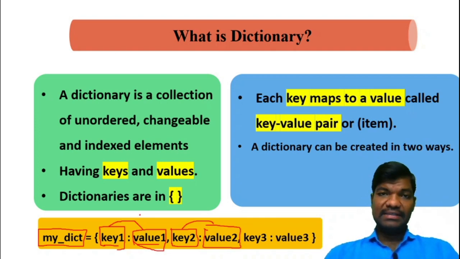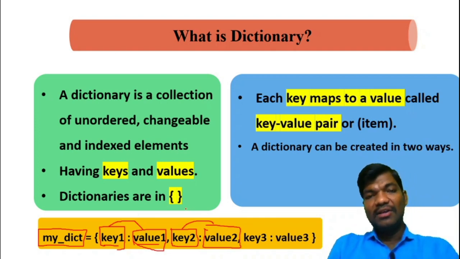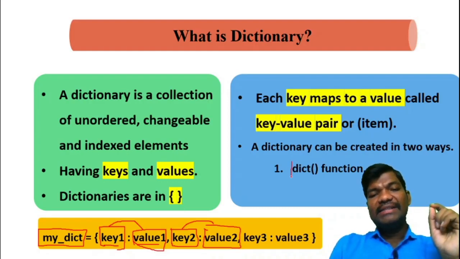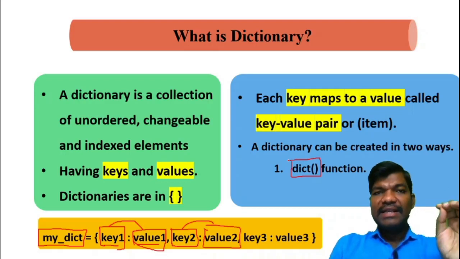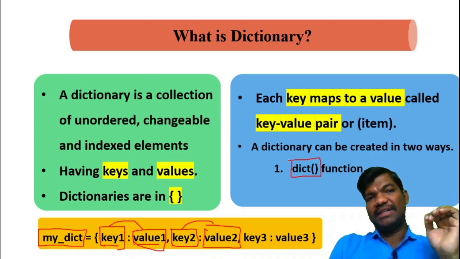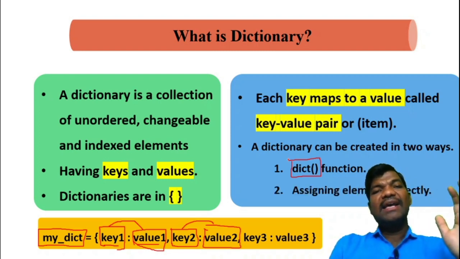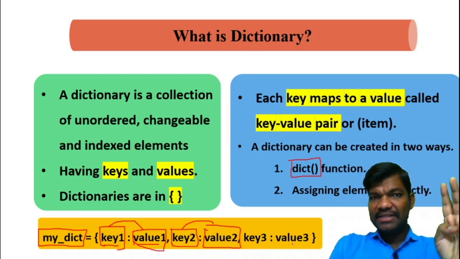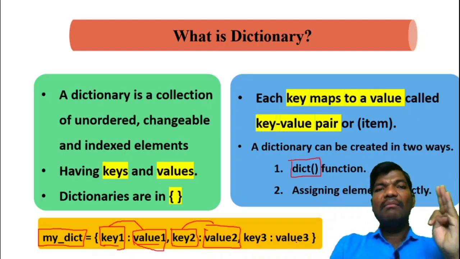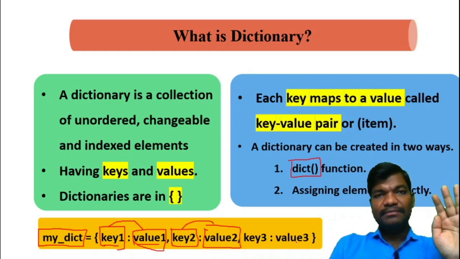How to create dictionaries? Dictionaries are created in two methods. What are they? The first one is by using the dict function. By applying this function, a dictionary is created, that is an empty dictionary. The second method is assigning elements directly. That means giving one variable equal to, giving braces, and entering the values. So two methods: using the dict function, or directly assigning the values.